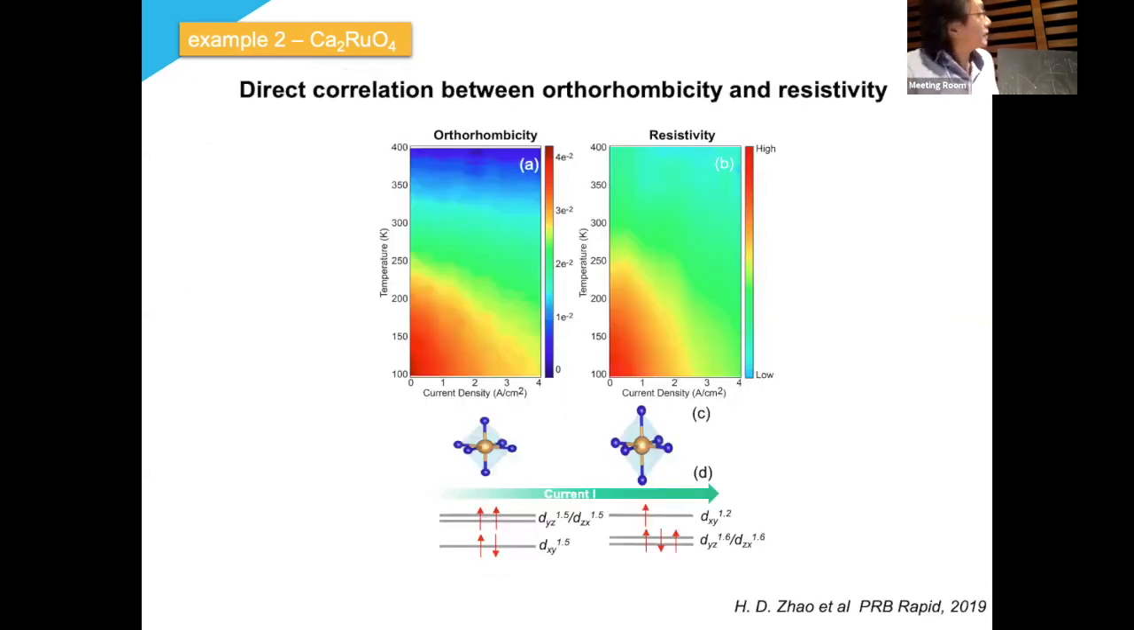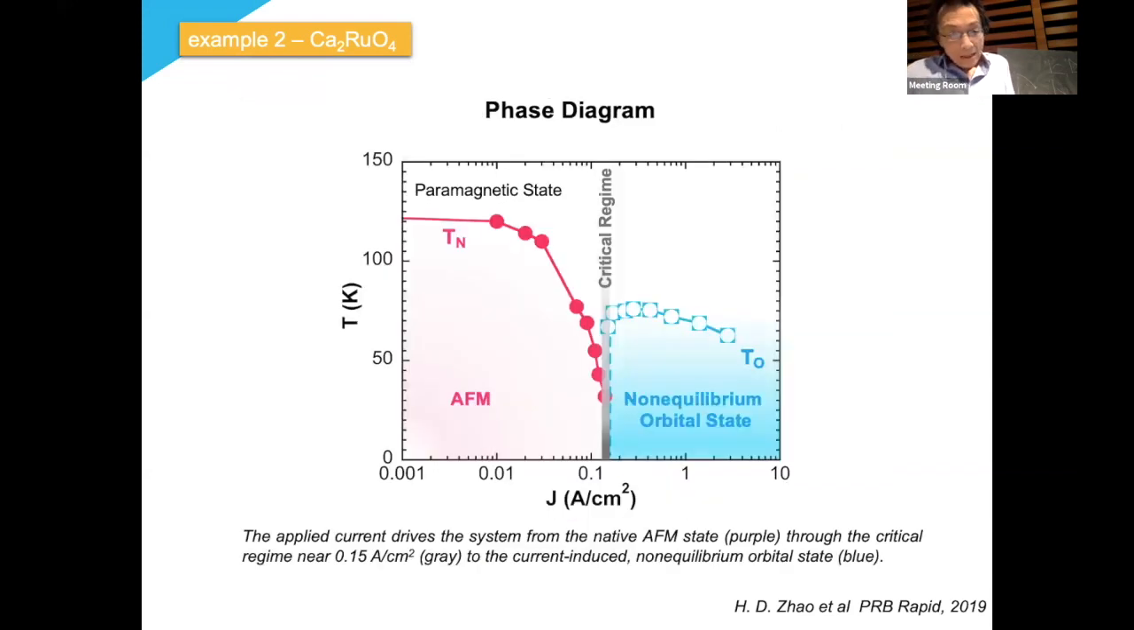One other point that I want to point out is that this is the orthorhombicity and this is the resistivity as a function of temperature and also current density. You can see these patterns are almost exactly identical. Therefore, we conclude that everything here is driven by the structure change. This is a phase diagram.